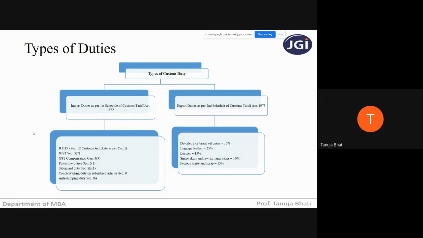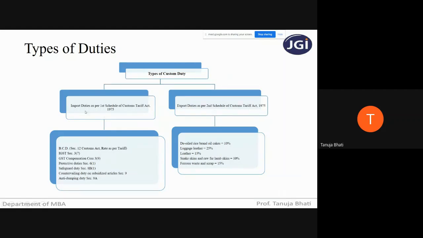Now import duties are as per Schedule 1, the first schedule of the Customs Tariff Act 1975. In our yesterday's class, we have seen what the Customs Tariff Act is. This particular act contains the rates of duties applicable on the goods that have been imported or exported. So this tariff act will give you the rates which need to be charged on the goods if they are imported or exported. So we have import duties as per the first schedule of the Customs Tariff Act and export duties as per the second schedule of the Customs Tariff Act.